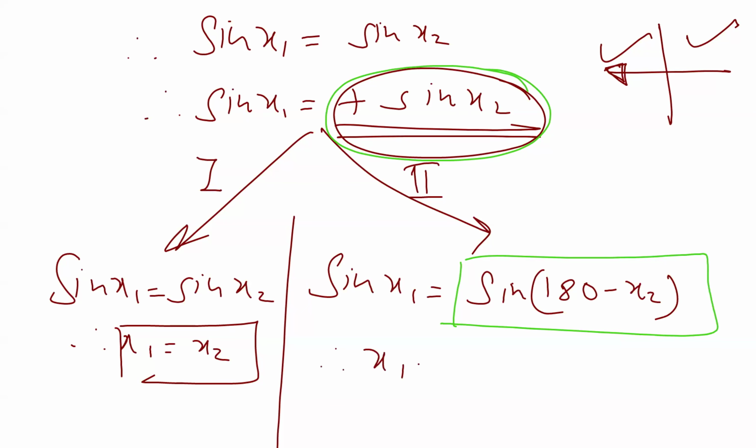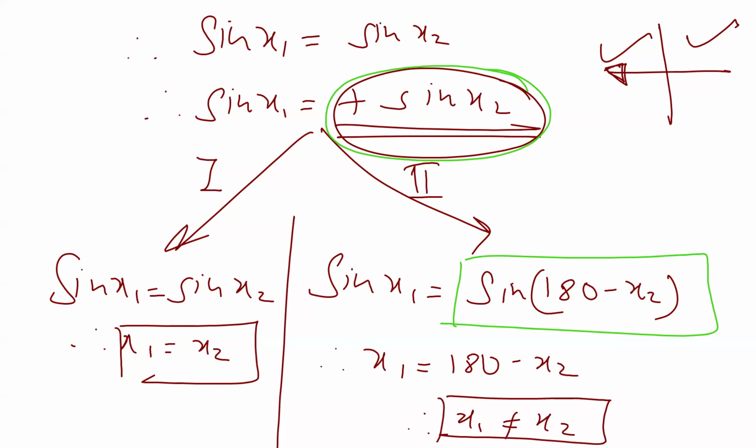Therefore, x1 is equal to 180 minus x2. Therefore, we can say x1 is not equal to x2. So the second case fails. Therefore, this is not one to one.